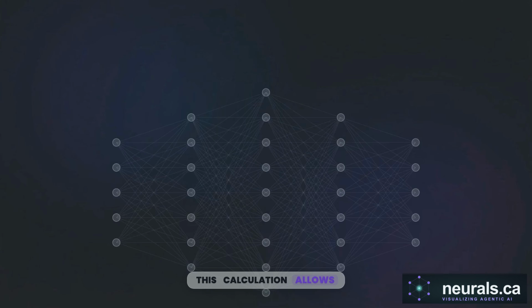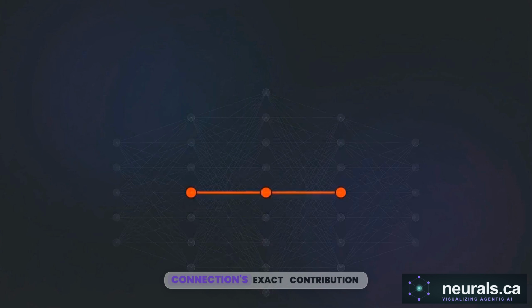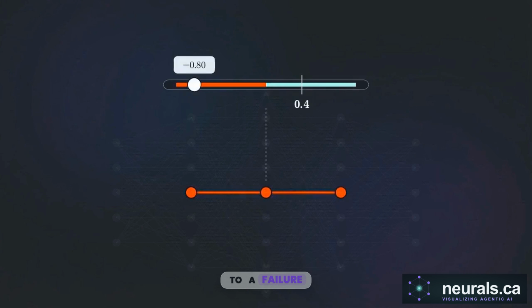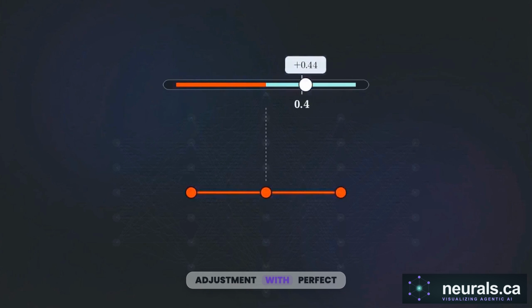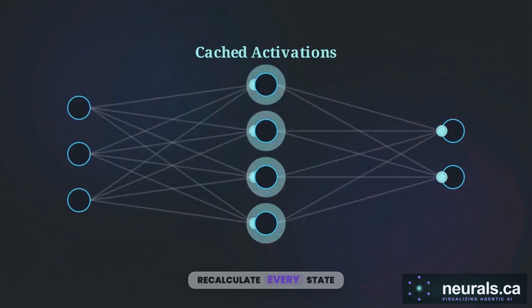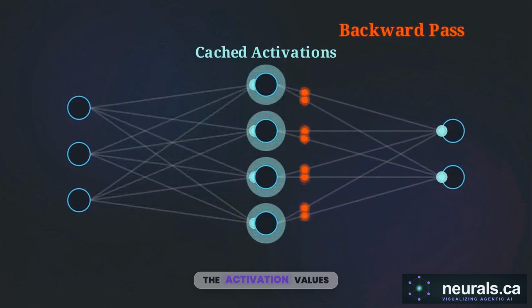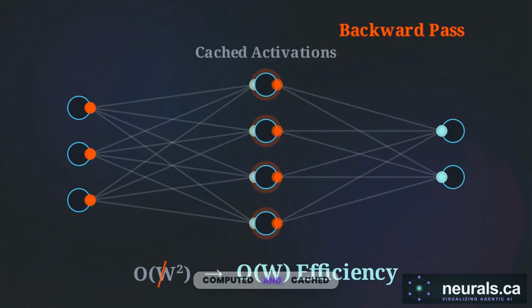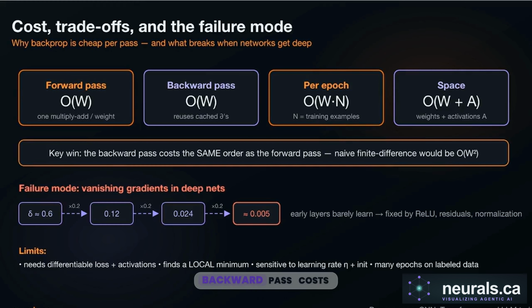This calculation allows the network to isolate a single connection's exact contribution to a failure, identifying the required adjustment with perfect precision. The efficiency of this algorithm comes from the fact that it doesn't need to recalculate every state. It simply reuses the activation values that were already computed and cached during the forward pass. Because of this reuse, the backward pass costs the same amount of computing power as the forward pass. This keeps the complexity at O(W), making the training of large models practical.